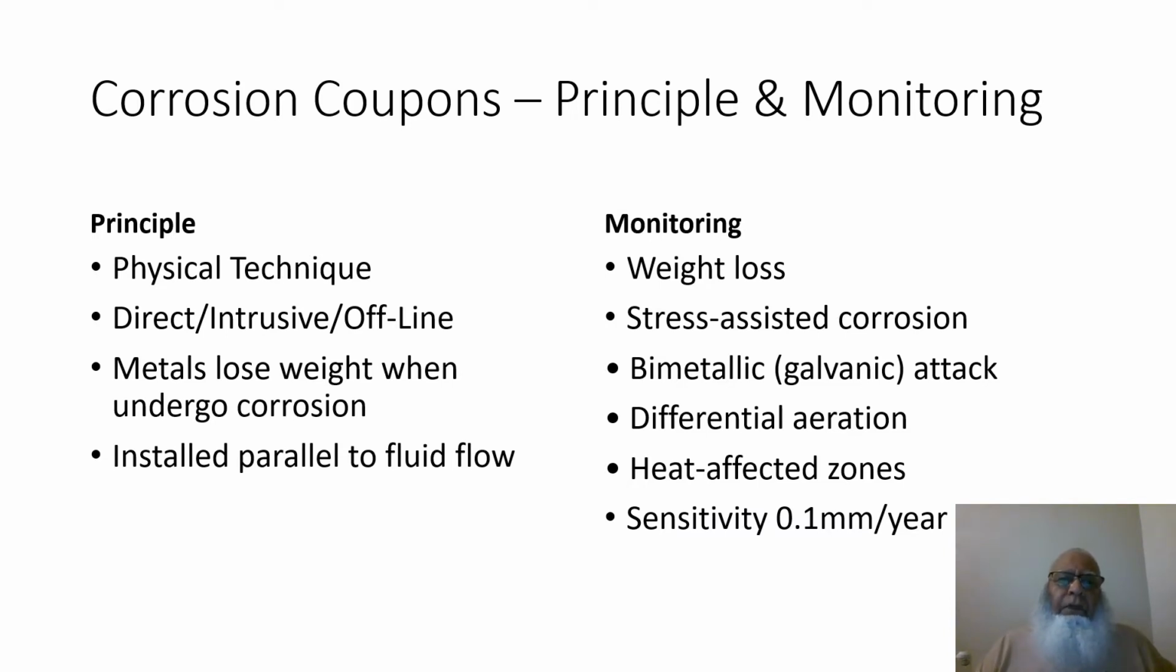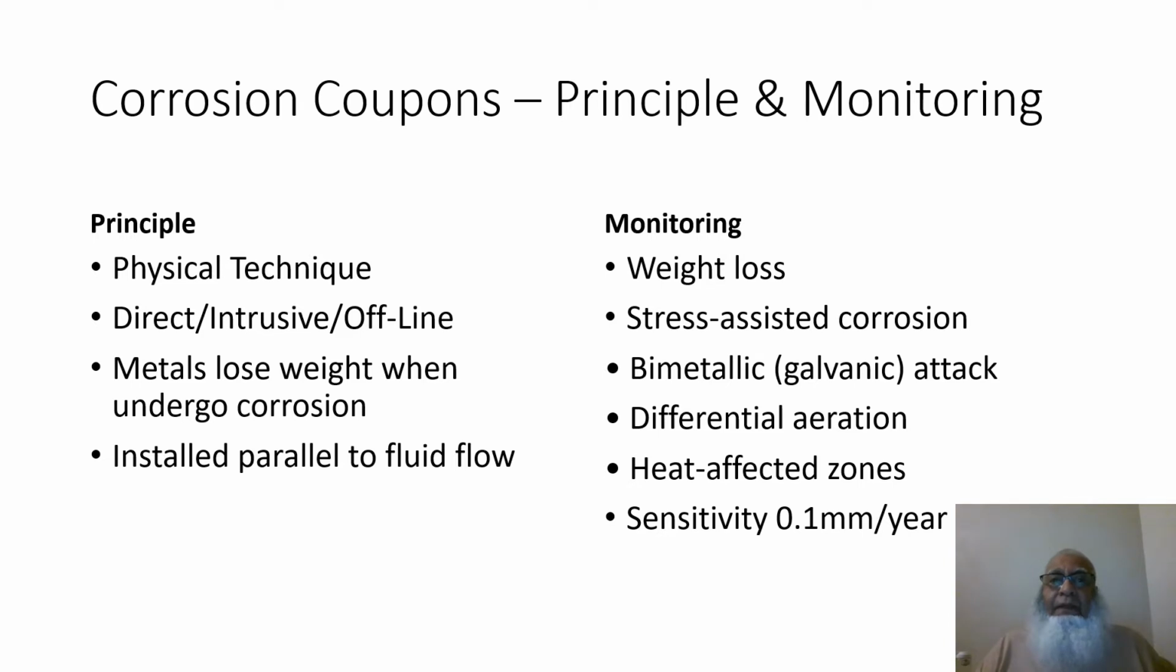Continuing the previous video, this slide shows the corrosion coupons, the principle and monitoring. Principle is a physical technique. It's a direct, intrusive, offline technique. Metal loses weight when it undergoes corrosion. The coupons are installed parallel to fluid flow.